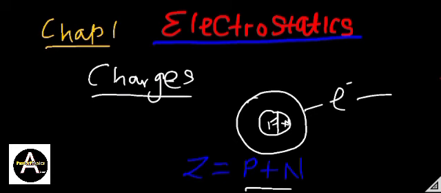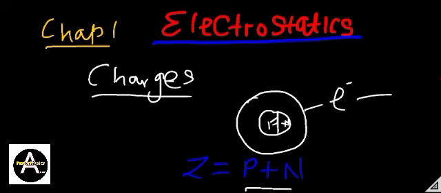So because the mass of the electron is far, far less than the mass of the proton and neutron, the atomic number Z is equal to the number of proton and neutron. We know this from O-level chemistry and physics.